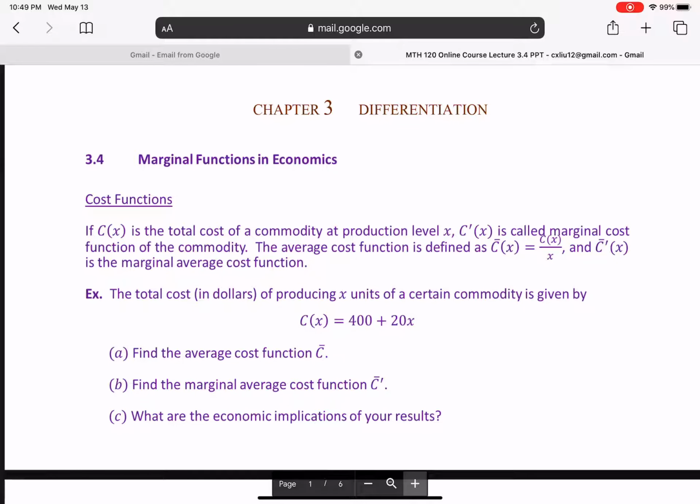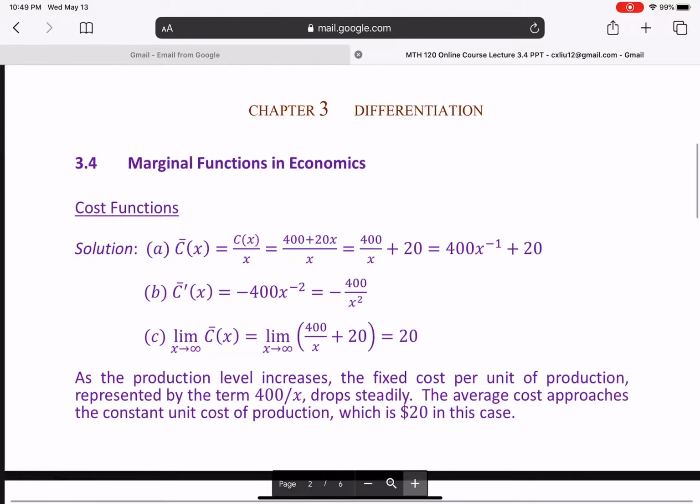Question A, find the average cost function C bar. Question B, find the marginal average cost function C bar prime. And question C, what are the economic implications for your results? So to find the average cost function, we just divide the total cost C by X to get 400 plus 20X over X. And you can simplify it by splitting the numerator into two terms to get 400 over X plus 20.